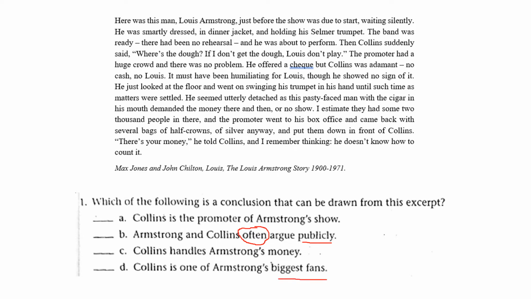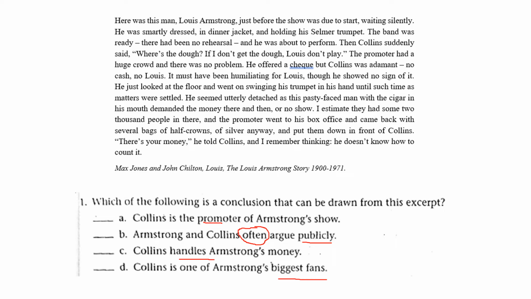A promoter is working, handling money is working, being a fan is not working. So A and C are talking about a job, a business relationship. B is talking about a problem in their relationship, arguing often. And the last one is about being a fan. So we should be thinking about that as we go through the passage.